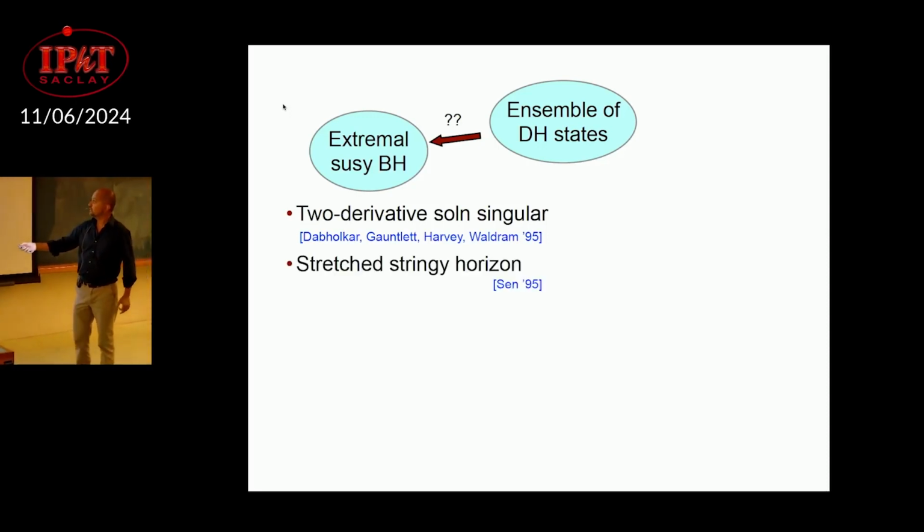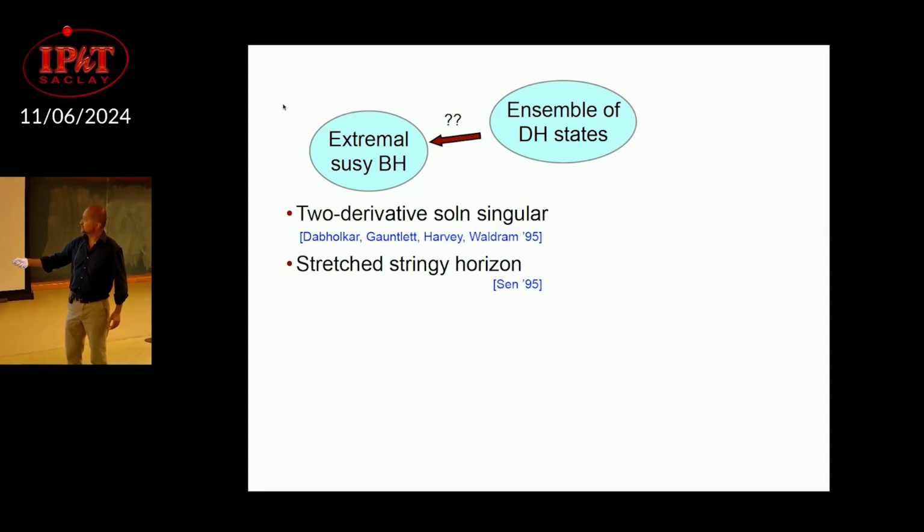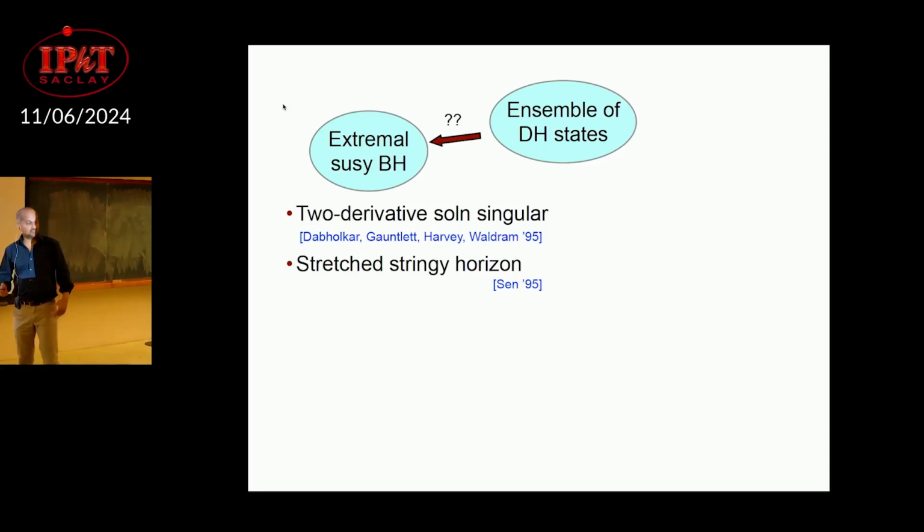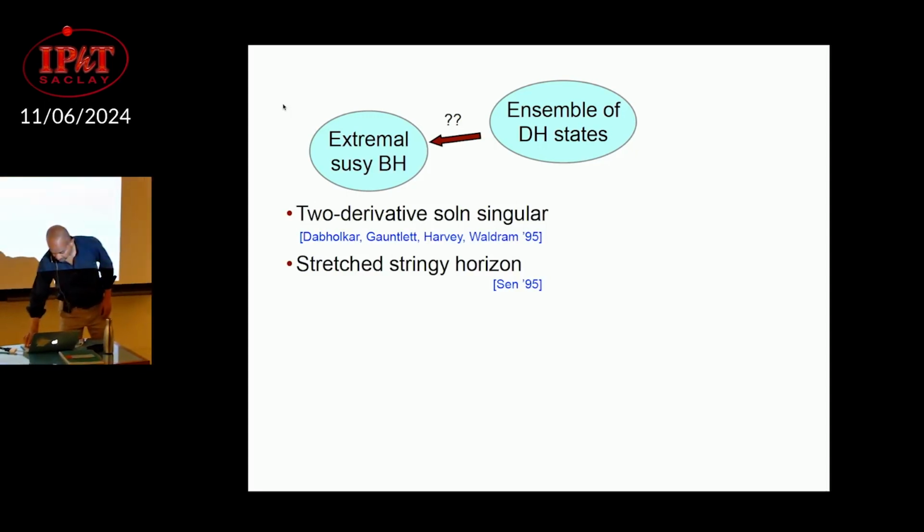The next step is to say that this singularity is really an artifact of the two-derivative approximation to string theory. If you include higher derivative corrections, alpha prime corrections, then there's a chance that a horizon develops and shields the singularity, and that horizon will be of string scale. This is the stretched horizon that we heard about earlier.